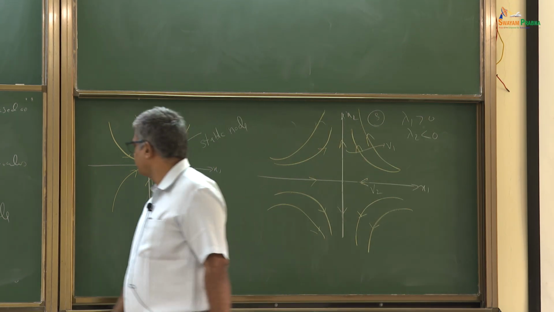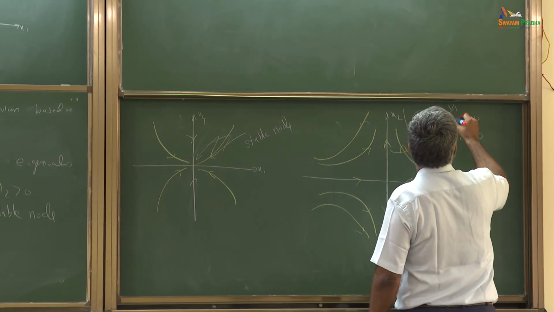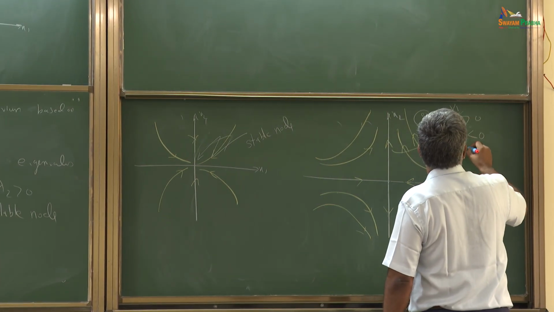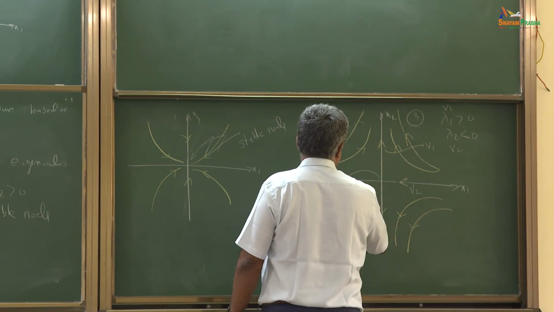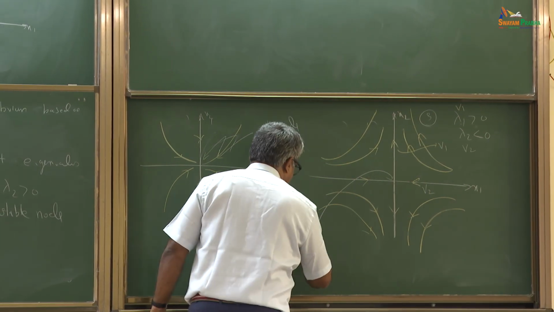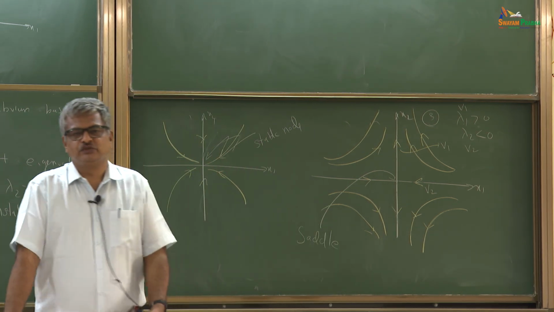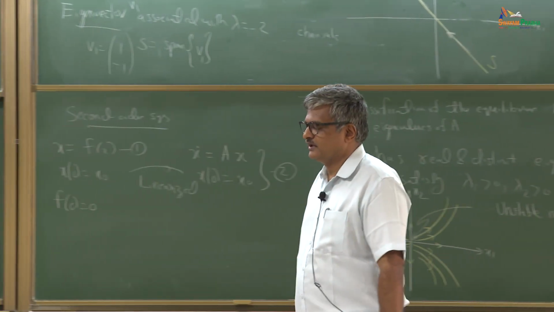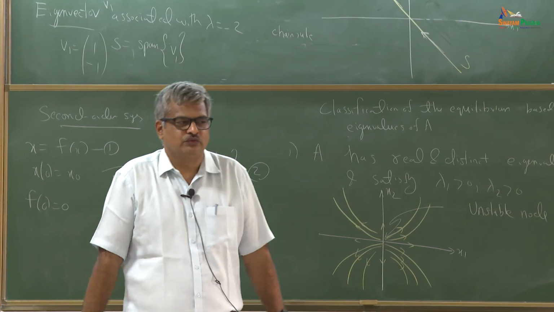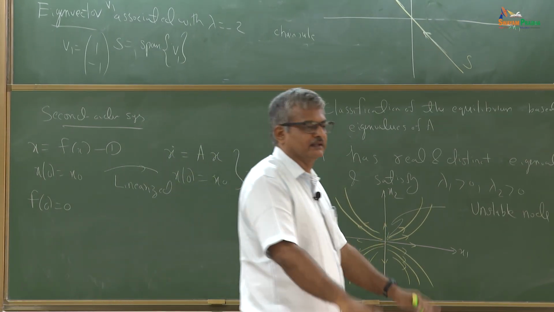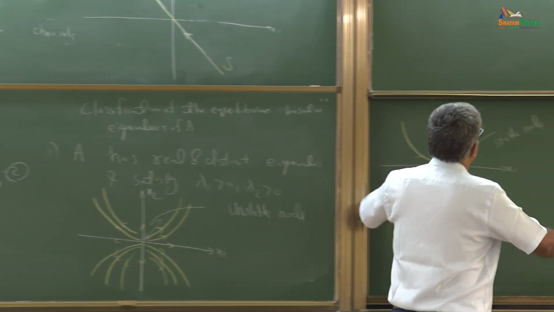So V1 is with respect to this, and this is with respect to lambda 2. In this case, this equilibrium point is known as a saddle. There is no prefix unstable or stable because, we will see later on, it is unstable. So we don't use the word unstable there, it's saddle, right?